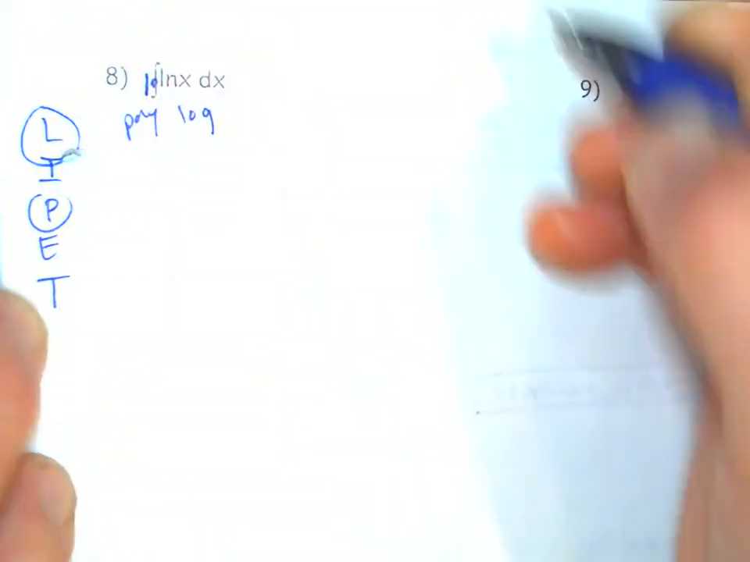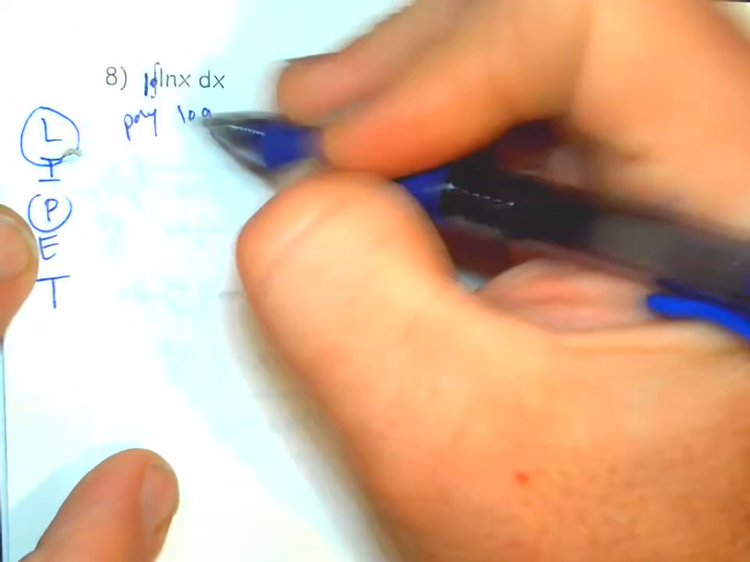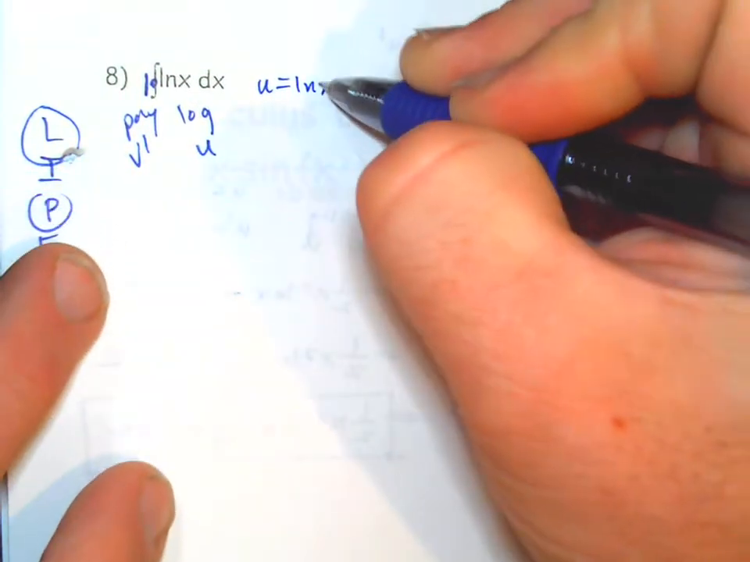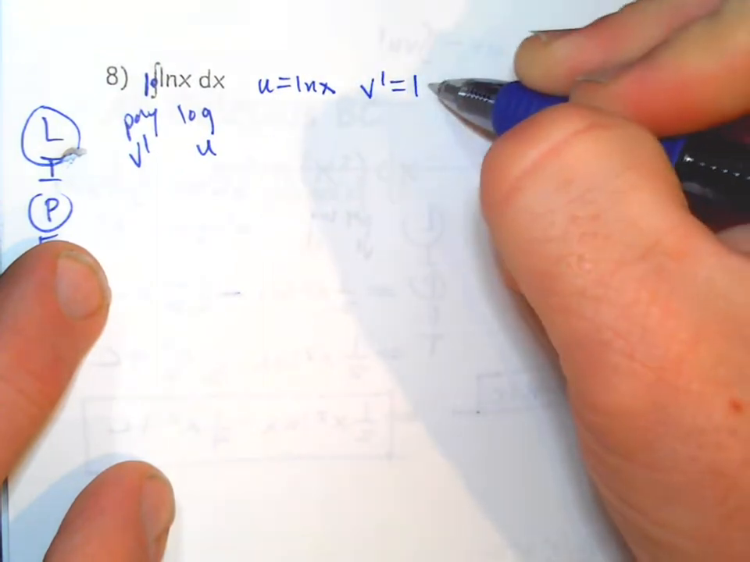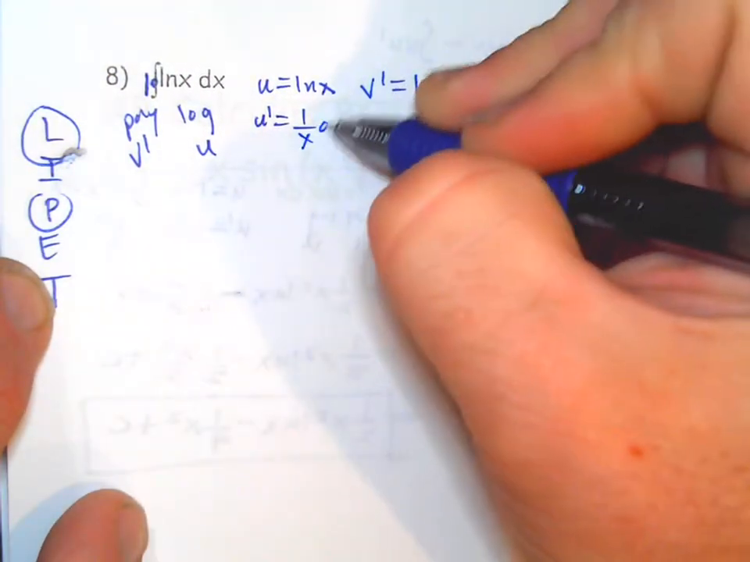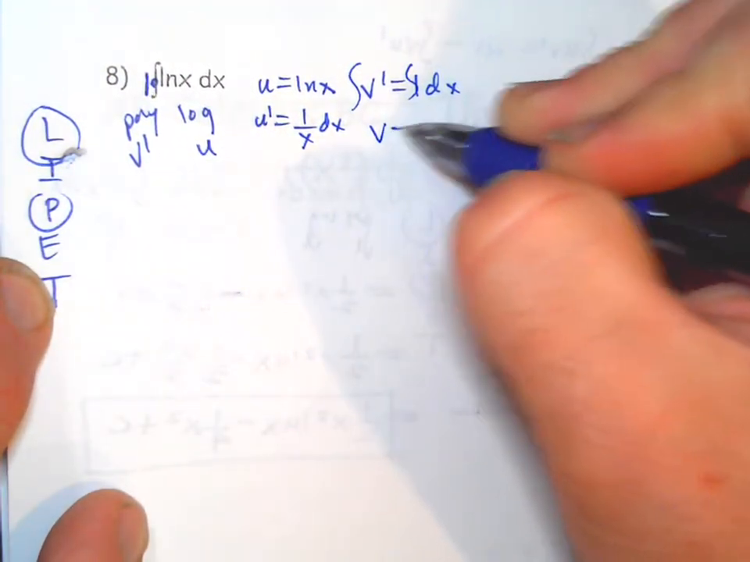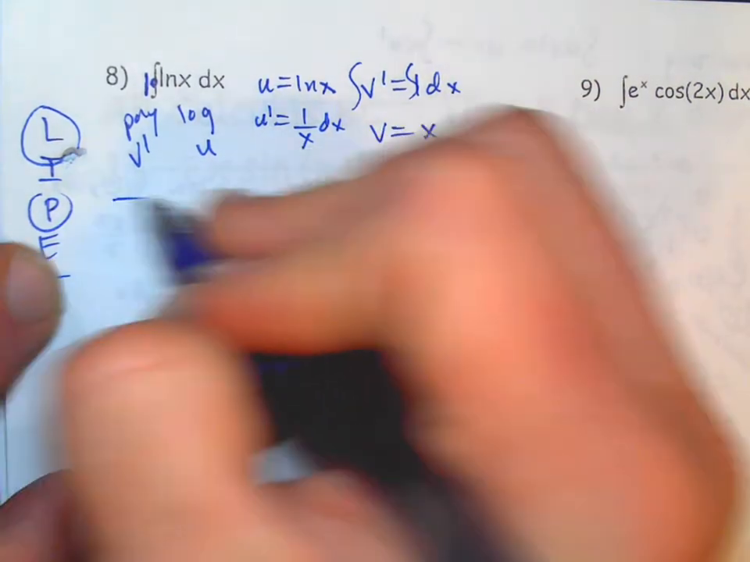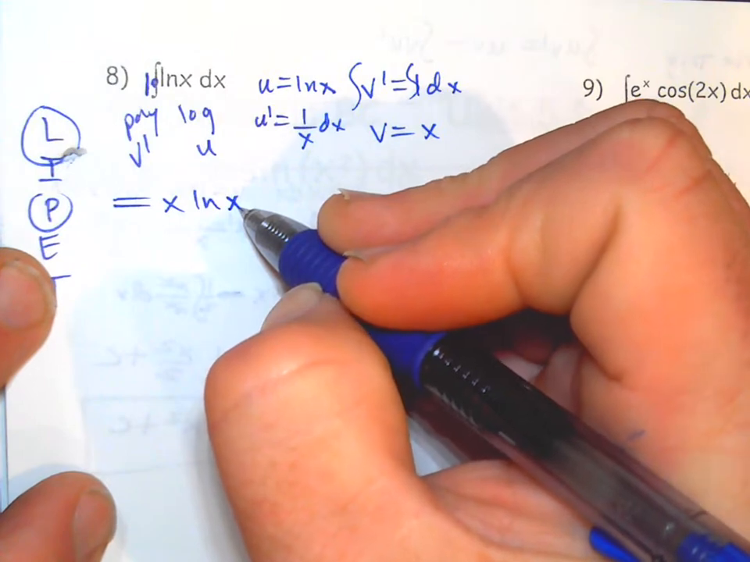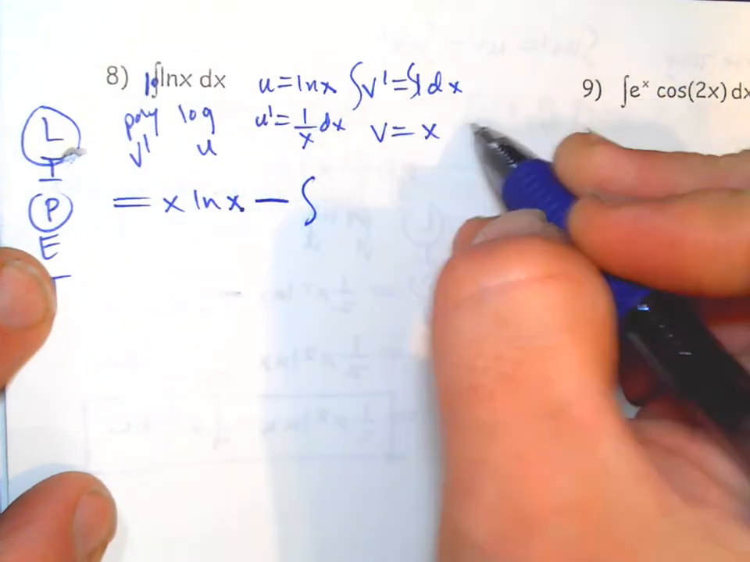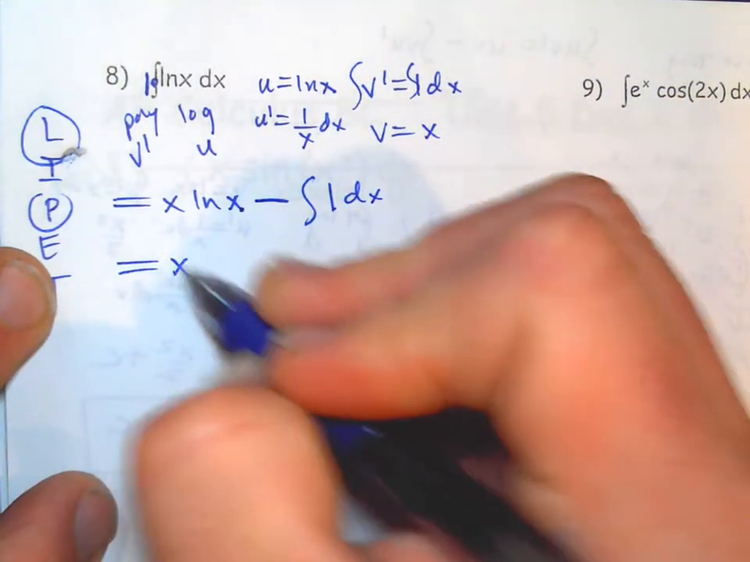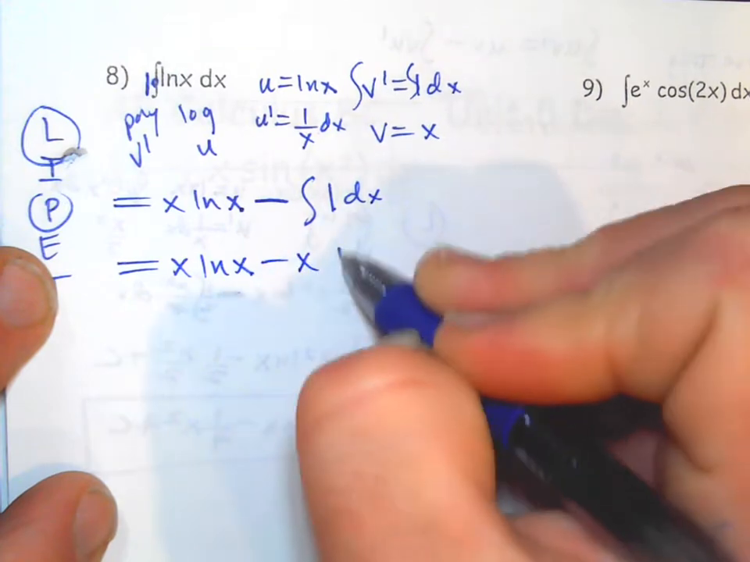Polylog, no shortcut. Whatever's first on the list is your u. Next one's v prime. So u equals natural log of x, v prime equals 1 dx, u prime equals 1 over x dx, v equals x. It's going to be uv, x natural log of x, which looks better than natural log of x times x. Minus the integral of the two new things, which is just going to be 1, right? The x's are going to cancel. So it's going to be x natural log of x minus x plus c.